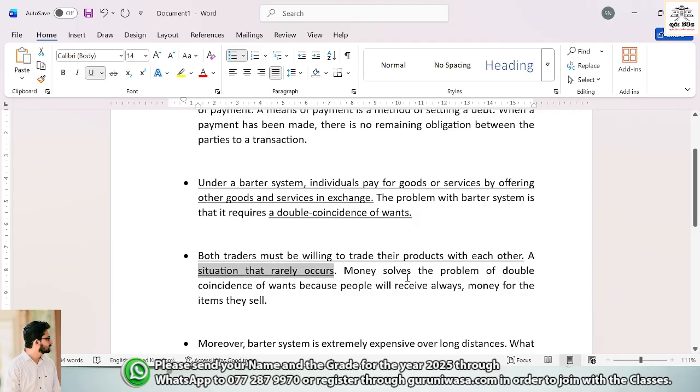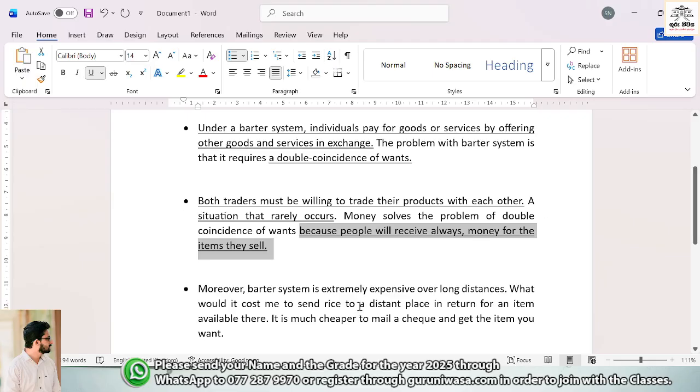Money solves this. Then they have explained how money has removed this problem. Money solves the problem of double coincidence of wants because people will always receive money for the item they sell. So there is no need to worry about whether others are interested, because they sell something for money, right?